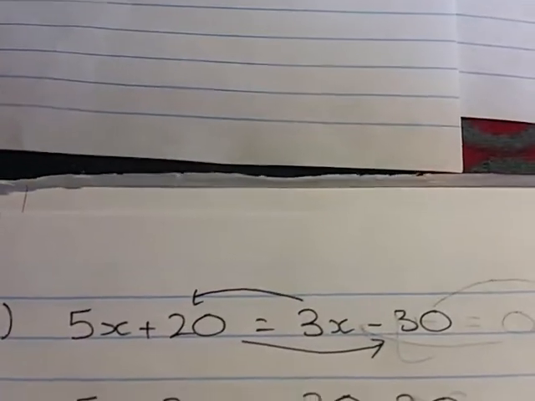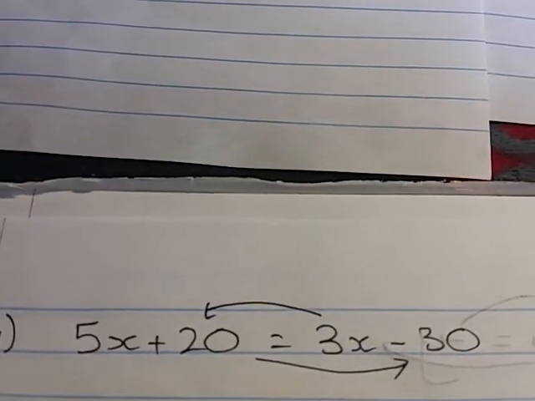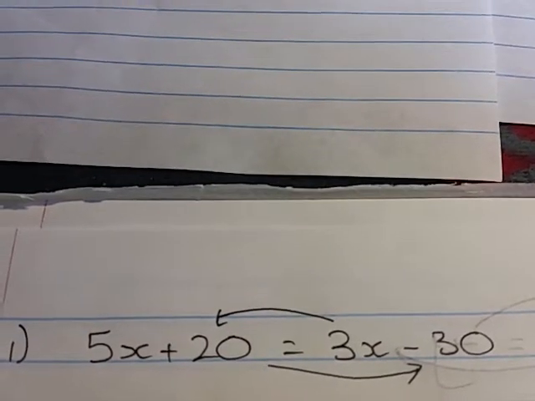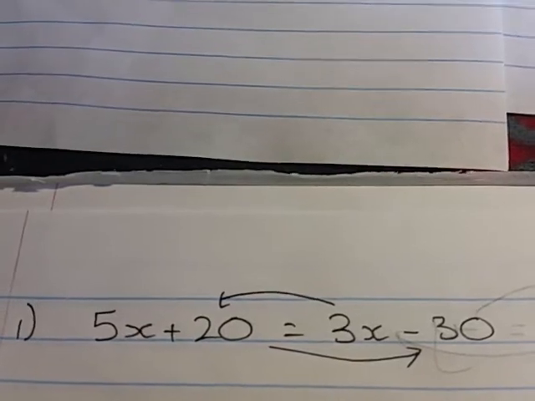Alright, so the first one, we had 5x plus 20 equals 3x minus 30. Like I said, you can have the variables on the left or the right.